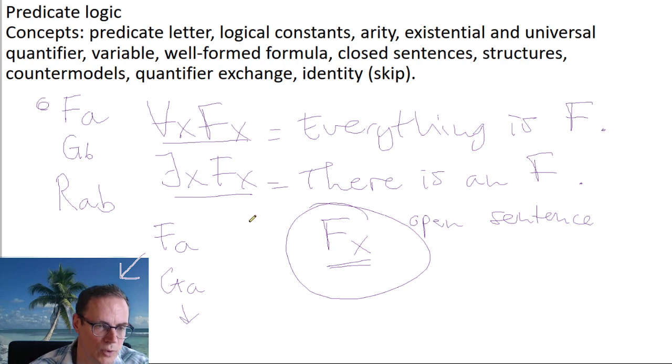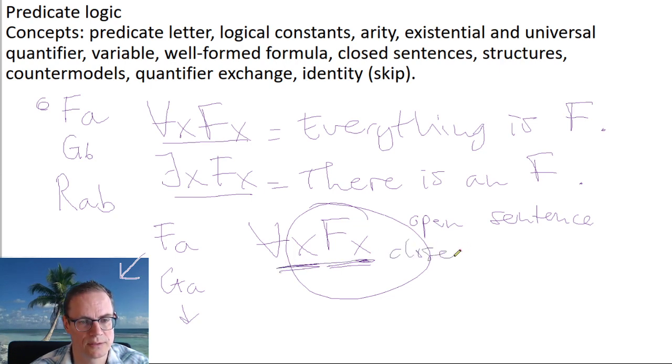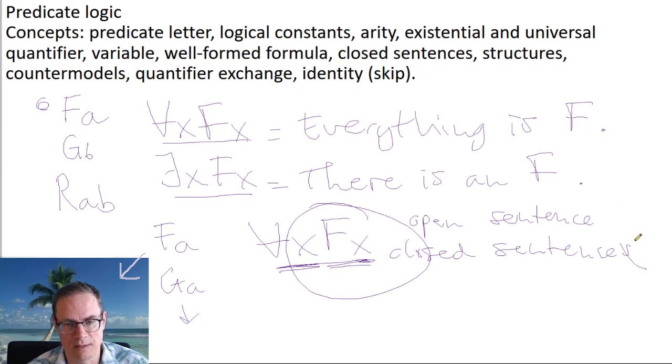But when you combine it with a universal or existential quantifier that binds this variable, now it is a closed sentence, and now the sentence says about all the objects in the domain of quantification that it is f. Okay?